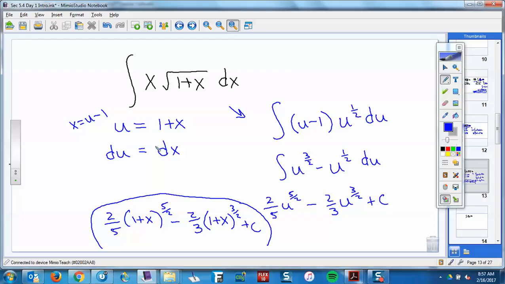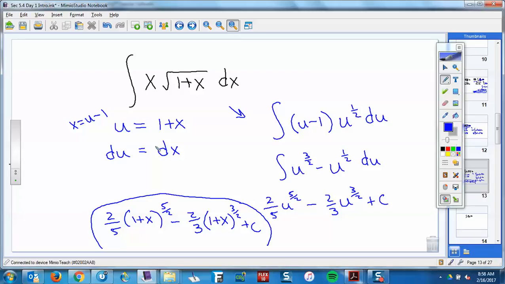Will, what do you got? I got 1 plus x squared minus 1 plus x. That's a lot easier. What'd you get, Matt? I got like 2/5, 1 plus x to the 5/2 minus 2/3, 1 plus x to the 3/2. Plus. Yes.